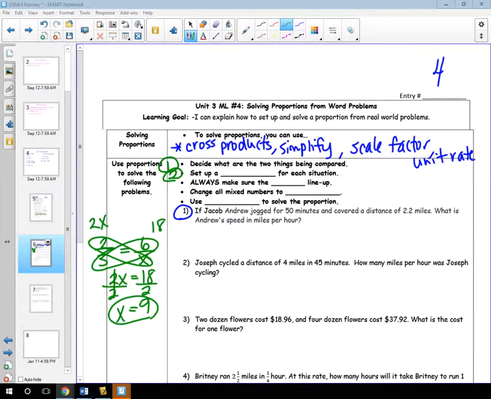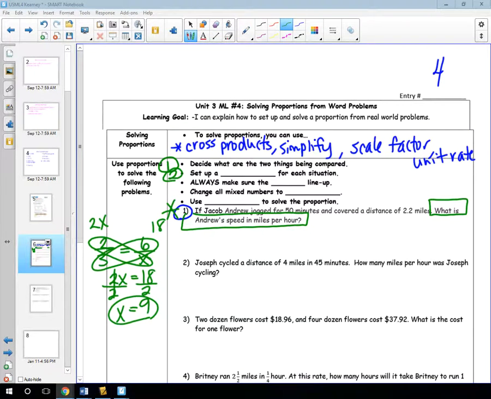Number 1 says, if Andrew jogged for 50 minutes and covered a distance of 2.2 miles, what is Andrew's speed in miles per hour? When you are reading these problems, there are a lot of words. In order to break them down, I want you to box in the actual question. There were a lot of words there, but what did it really want you to find? The question was, what is Andrew's speed in miles per hour?